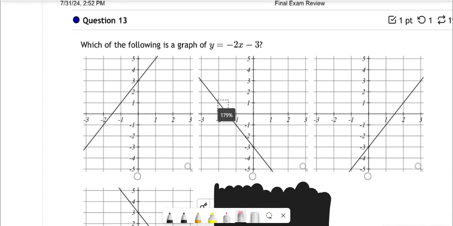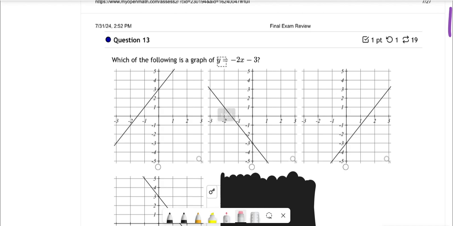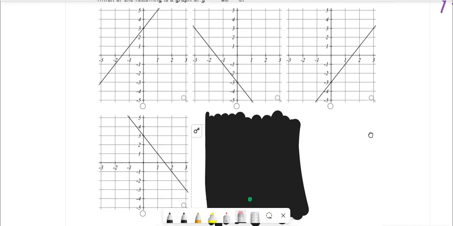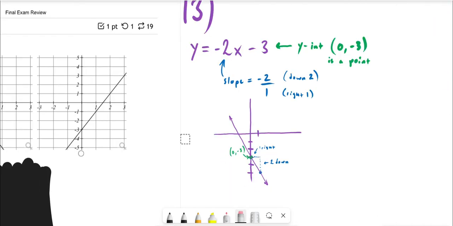Question number 13 asks for us to match this equation here to one of these four graphs given. Since the equation is in slope-intercept form, it's easy to pull out the slope and the y-intercept. The slope is the coefficient of the x. It's minus 2. So this is minus 2 over 1. This tells us that when we go to the right by 1 unit, we're going to go down by 2 units. And the minus 3 tells us the value that y has when x is 0. When x is 0, y has a value of negative 3. That's why it's the y-intercept.